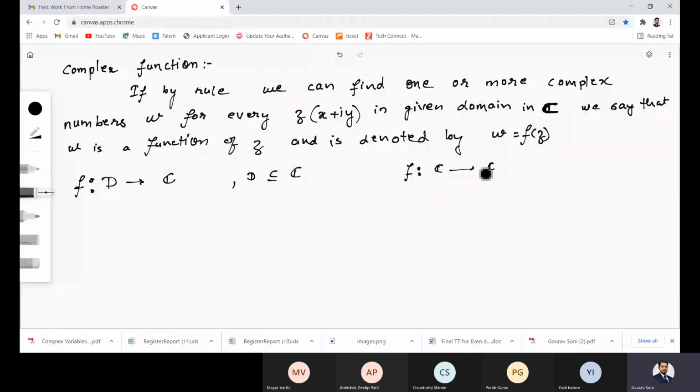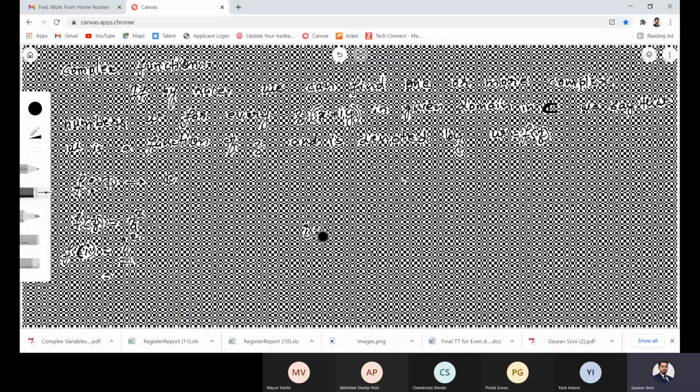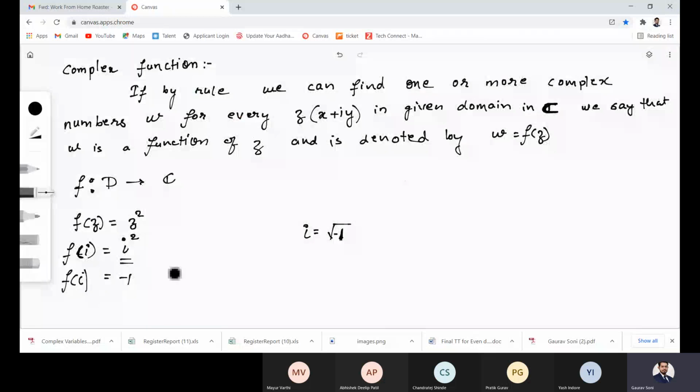The functions that are defined take input from the set of complex numbers and give output in the set of complex numbers. If I give this function an input as a complex number, it will give me output as a complex number. For example, I define f of z is equal to z square. My question is, what is f of i? Who can tell me the answer? f of i will be i square. What is i square? It is actually under root of minus 1, so i square will become minus 1. So f of i is equal to minus 1.